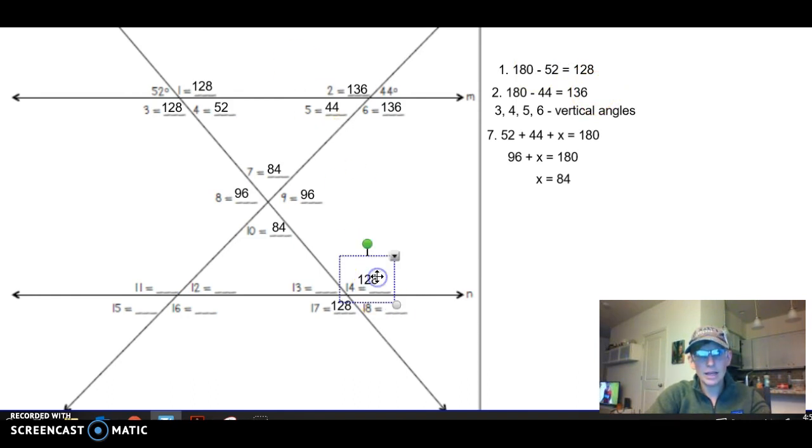And then I can think about angles 13 and 18 in a few different ways. I could go back to my supplementary angle thing, or I could also go back to my corresponding angle thing. So I know that this angle, which measures 52 degrees, is corresponding in the top left to angle 13, which is also in the top left, but on the other parallel line. So I know that that has to be 52 degrees. So let's put that in.